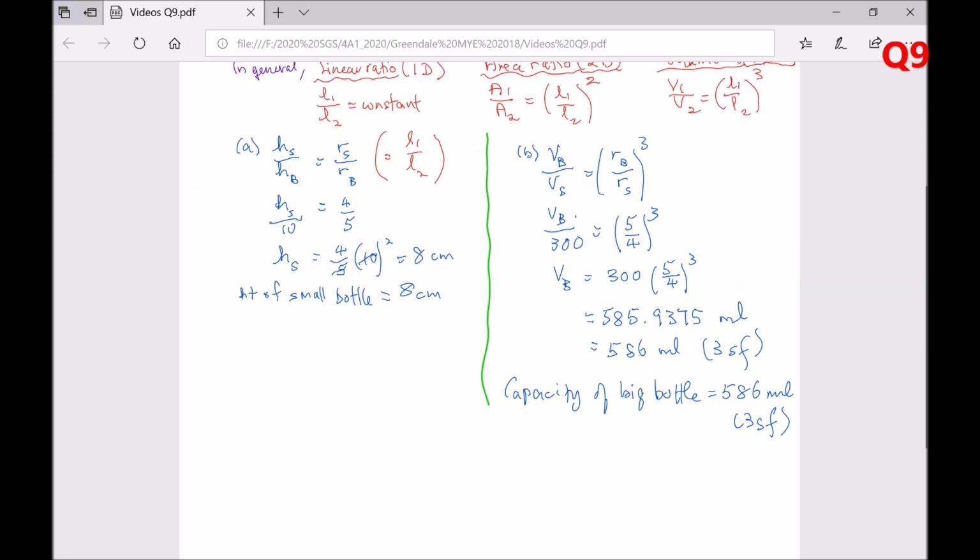So using your calculator, VB is therefore 585.9375 ml. Now we are required to express the value to 3SF. Hence, 9 here is more than 5. So the volume of the big bottle is 586 milliliters, correct to 3SF, which means capacity of the big bottle is 586 ml.